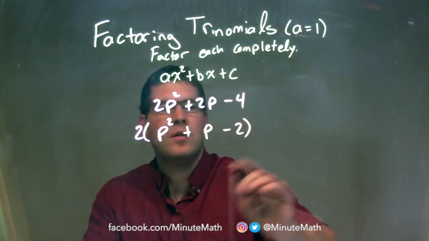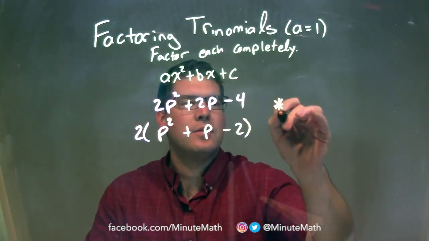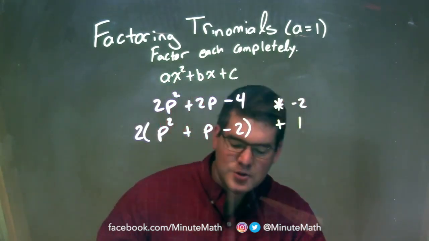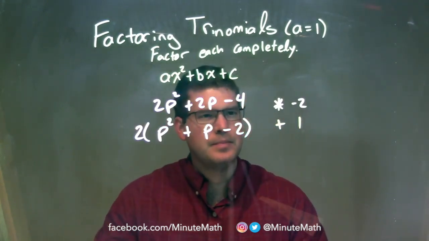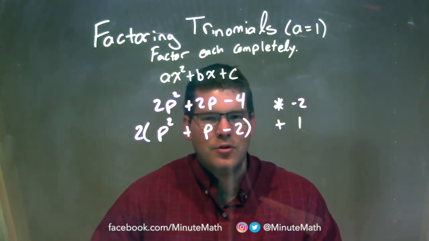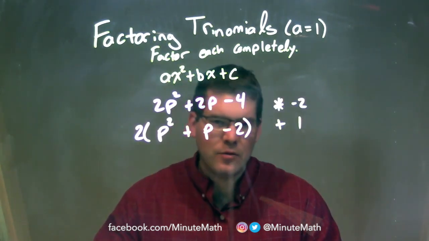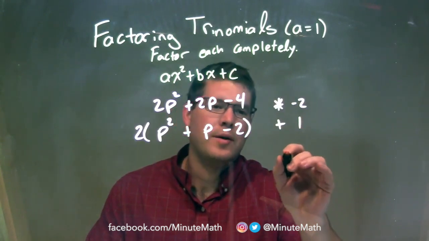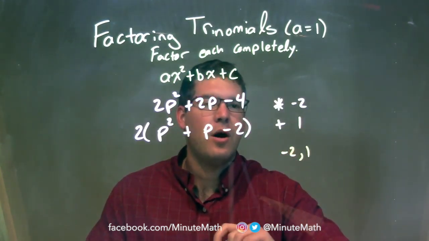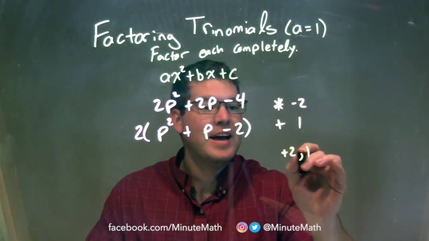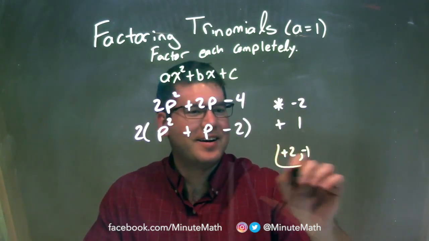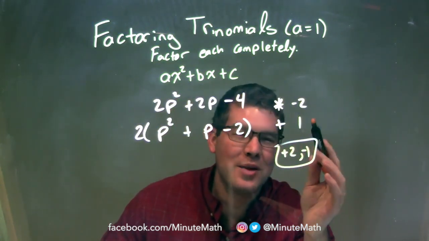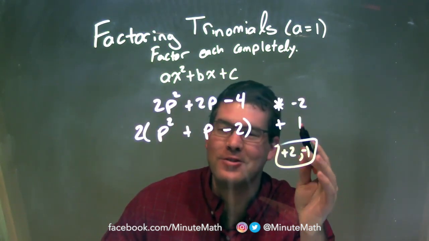So now we have an a value of 1, so we have to ask ourselves the question, what two numbers multiply to be our c value of negative 2, but add to be 1? The two numbers that multiply to be negative 2 are a negative 2 and a positive 1, or a negative 1 and a positive 2. But if I'm adding them together to be a positive 1, I'm thinking positive 2 and a negative 1. Flip that around. So a positive 2 and a negative 1 multiply to be negative 2, but add to be a positive 1.